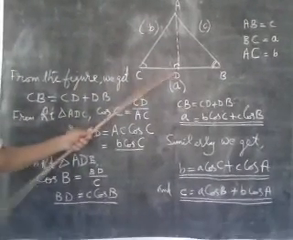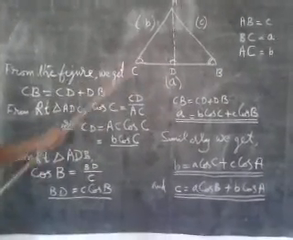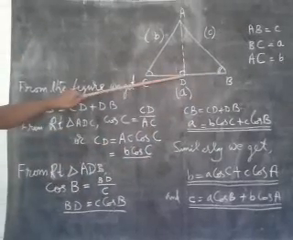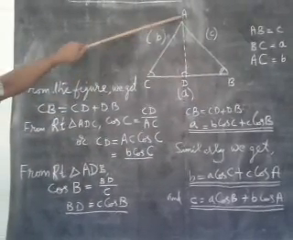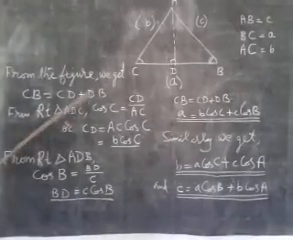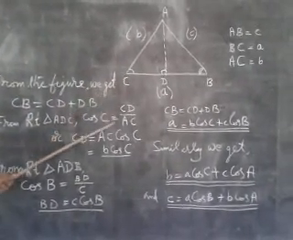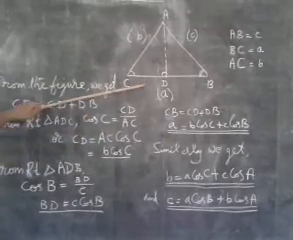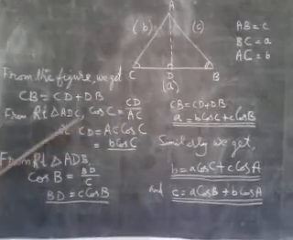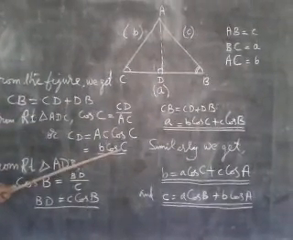We get CB equals CD plus DB. D is the foot of the perpendicular drawn from A to the side BC. From the right triangle ADC, you get cos C equals CD, the adjacent side, by AC, or CD equals AC into cos C, so CD equals b cos C.